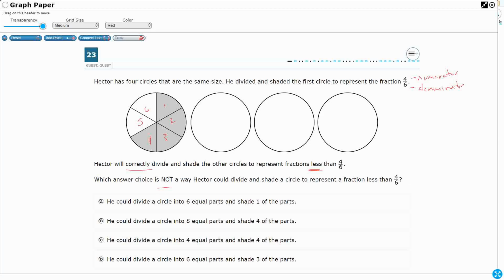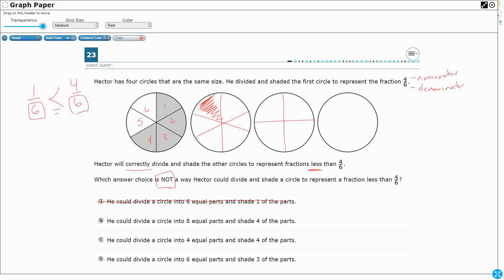Okay, so let's do some drawing. He could divide a circle into 6 equal parts. All right, so let's try to do it 6 equal parts like this. And shade one of the parts. Well, is that going to be less than? Well, let's see. I've got 1/6, right? So that's what that's saying is 1/6 is less than 4/6. Yeah, as long as the denominators are the same, which they are, all you need to do is evaluate the numerators, and 1 is less than 4. So this one works, and remember, we're looking for the one that does not work. So not that one.